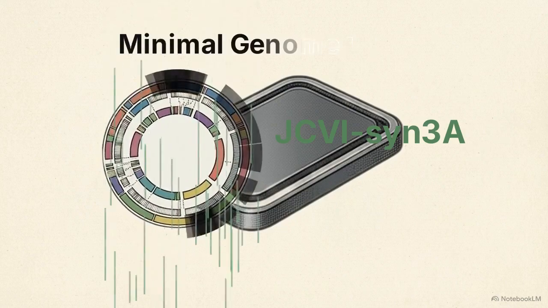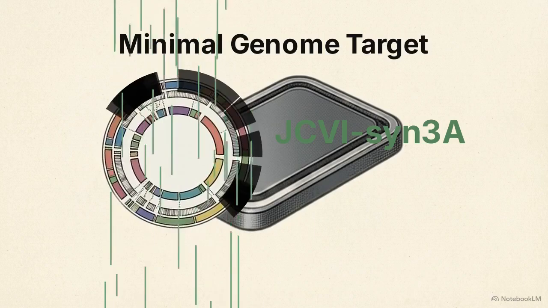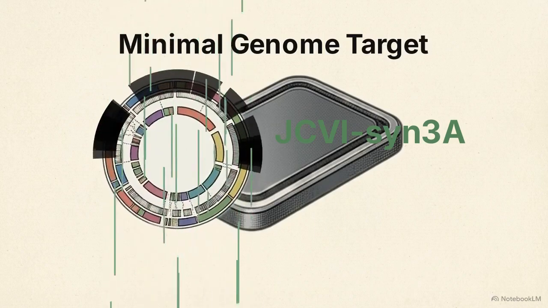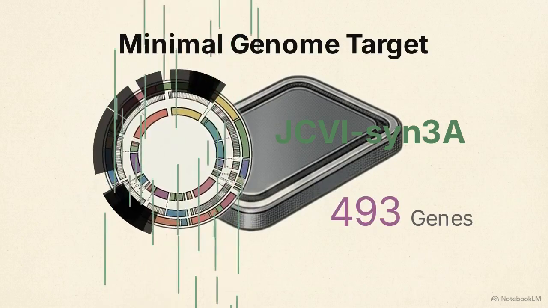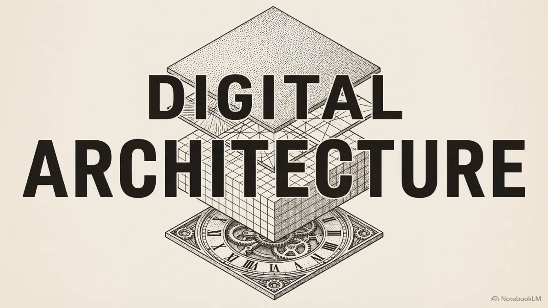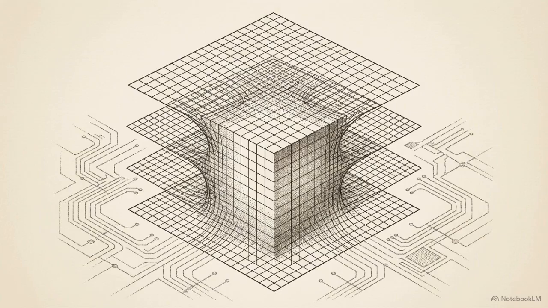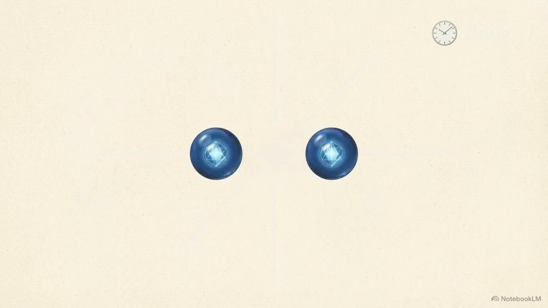JCVI-SYN3A is a synthetic bacterium engineered to contain only the absolute minimum number of genes required for life, possessing exactly 493 genes. To understand how this organism functions, the researchers constructed a 4D whole cell model. A 4D whole cell model is a unified digital framework that calculates how an organism lives, grows, and divides across 3 spatial dimensions and time.